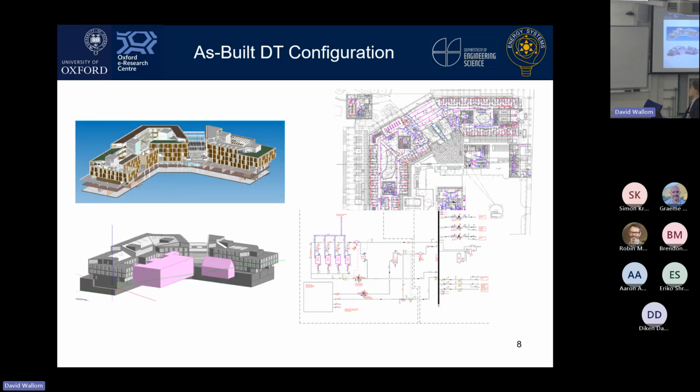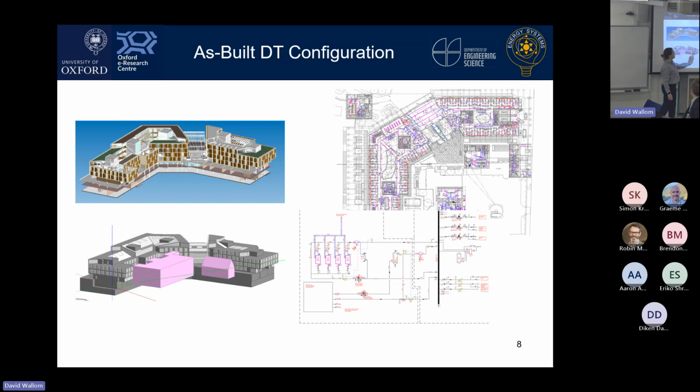Starting with the as-built digital twin configuration. So this one aims at reflecting, as I said, the initially intended operation of the building. This is a 3D model of the building that was provided by the architectural firm responsible for the project development. I imported this model into Design Builder. It has over 400 zones. It's a very, very detailed model to maximize accuracy in the simulation results.